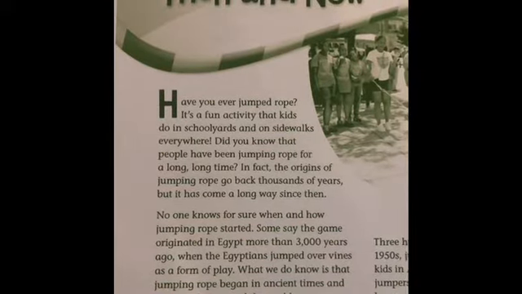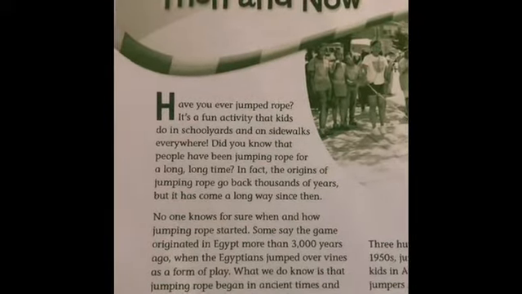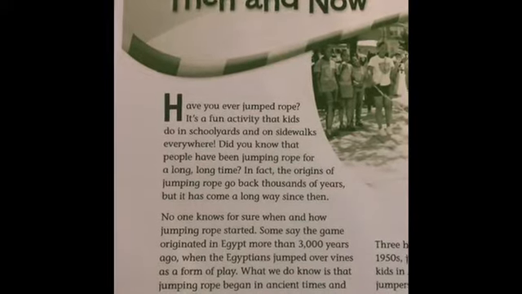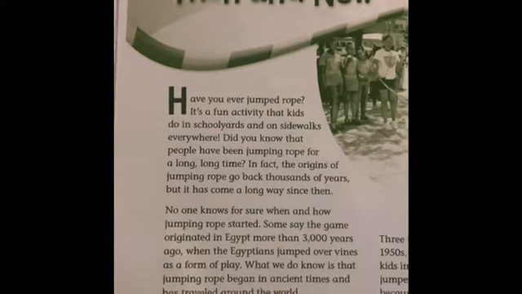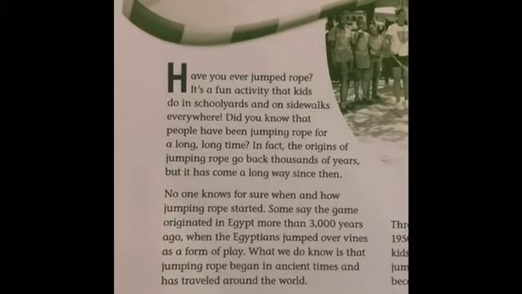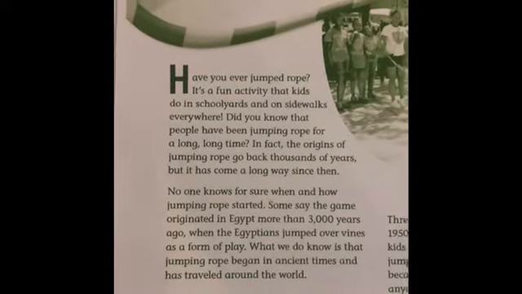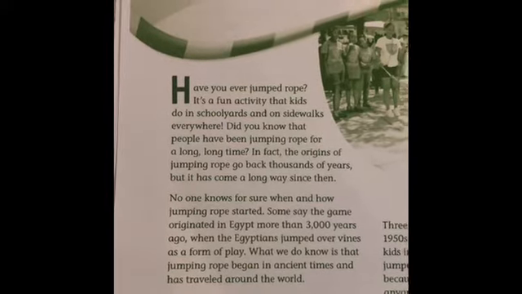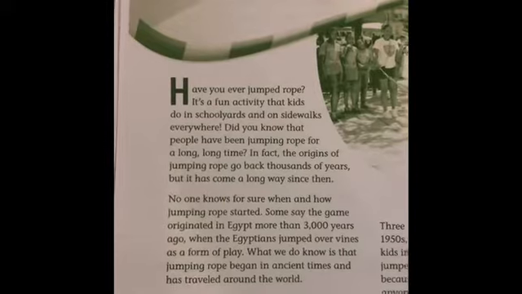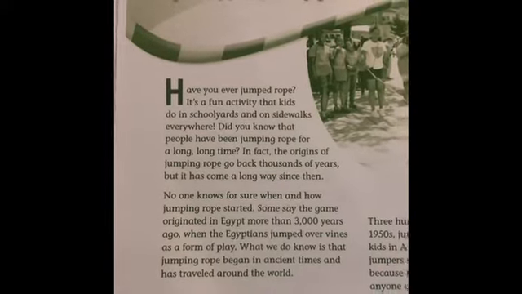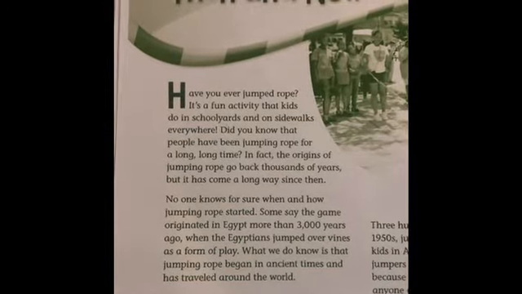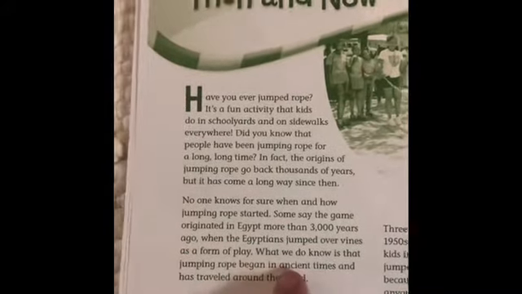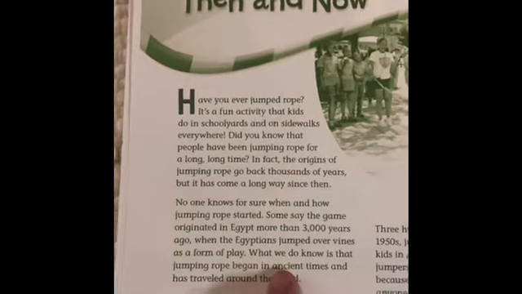No one knows for sure when and how jumping rope started. Some say the game originated, that means began. Some say the game originated in Egypt more than 3,000 years ago when the Egyptians jumped over vines as a form of play. What we do know is that jumping rope began in ancient times and has traveled around the world. Ancient times means very, very old.